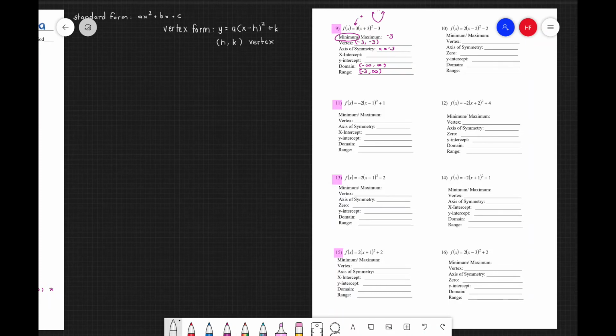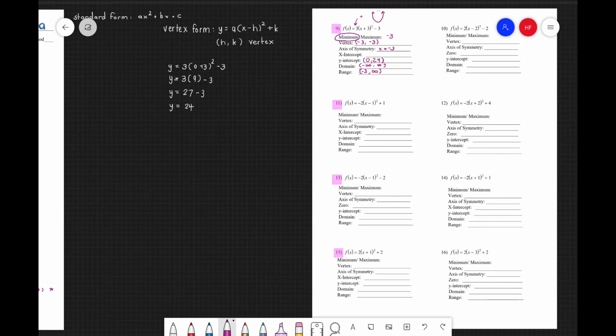So my y-intercept is going to occur where x is 0. So 3 times (0 plus 3) squared minus 3. 3 times 9, so we're squaring 3, minus 3. 3 times 9 is 27 minus 3, which is 24. So the y value on that y-intercept is 24, and my x value would be 0, so (0, 24).